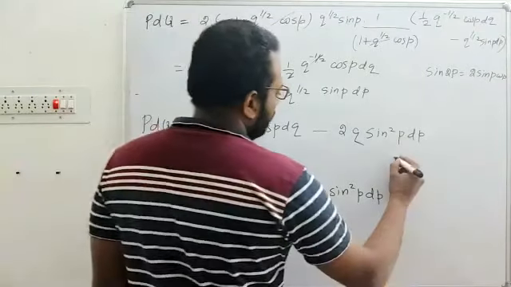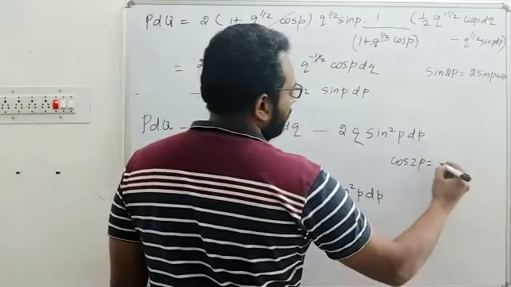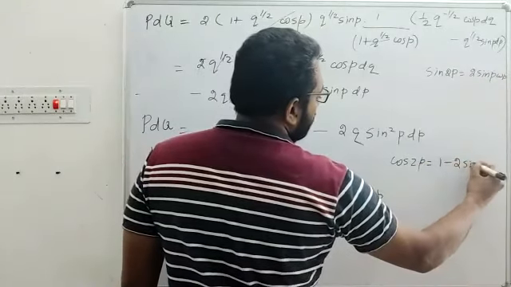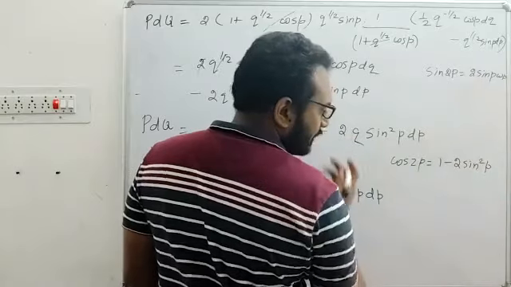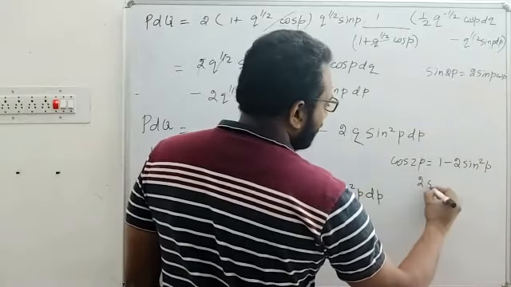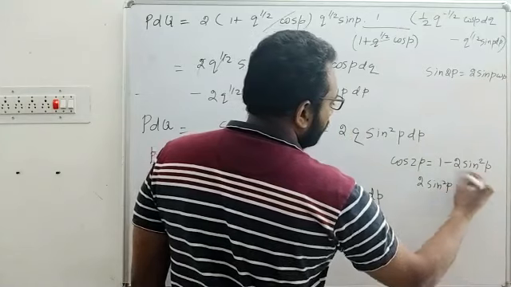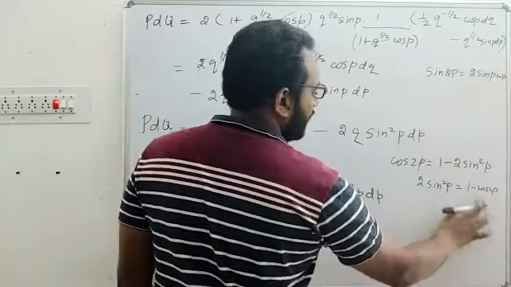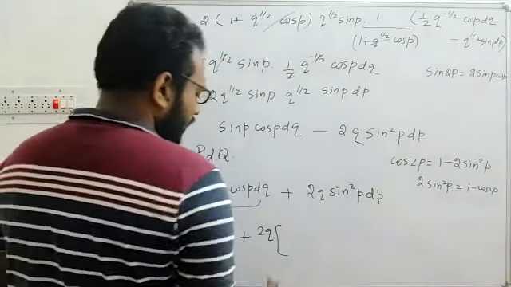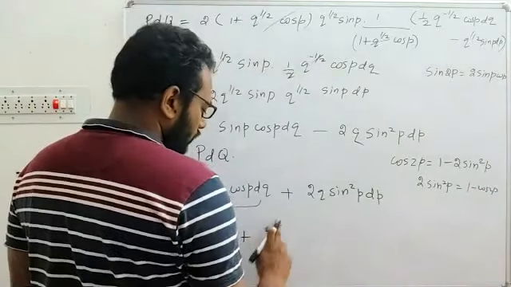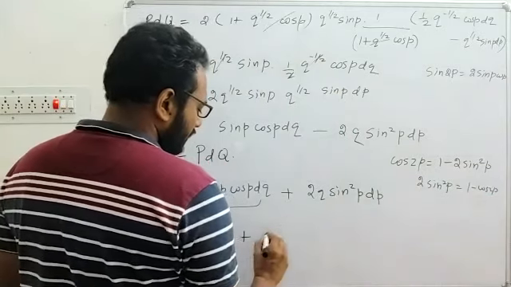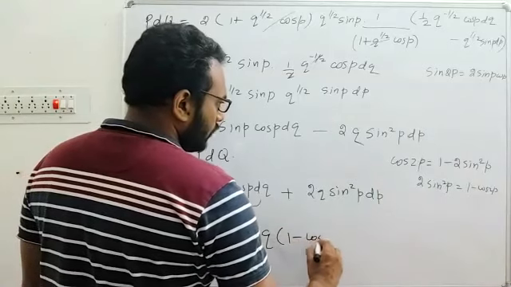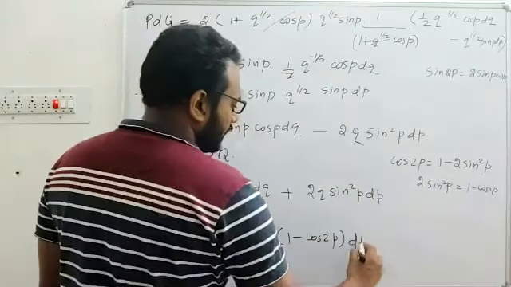We have this relation for cos 2p: cos 2p is equal to 1 minus 2 sine square p. There is such a relation. It's a good thing to remember. So you see that 2 sine square p is equal to 1 minus cos 2p. We got here 2q, so this 2 we can absorb, and write this as q times 2 sine square p, which is 1 minus cos 2p, dp.